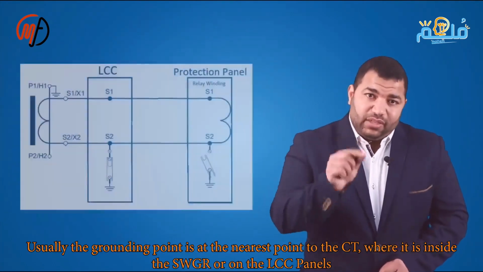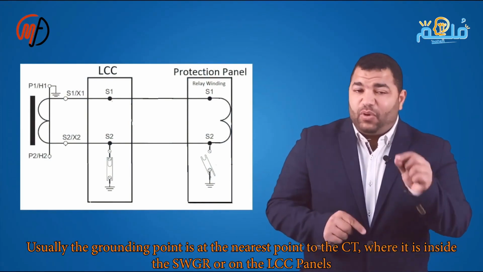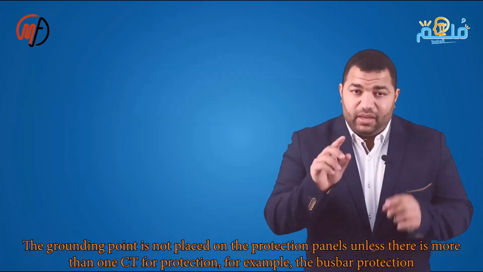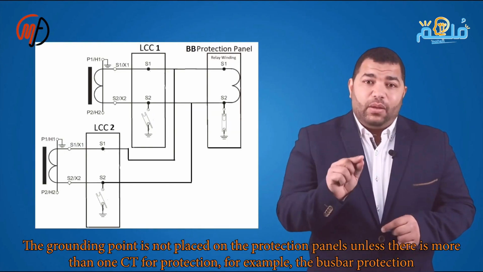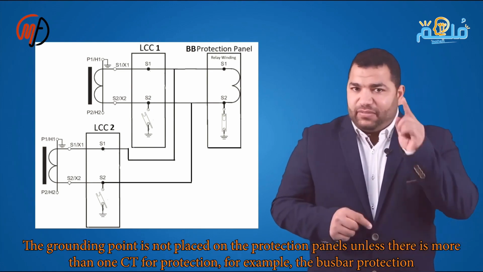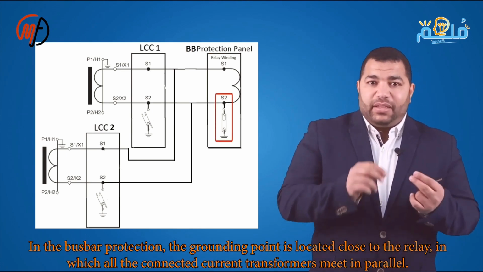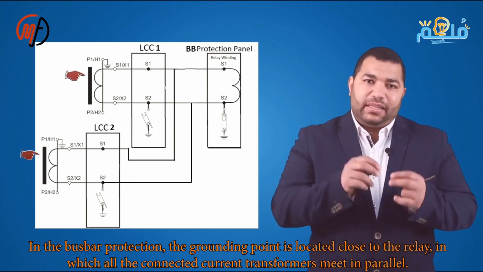The single earth point is usually located at the nearest point to the CT, like in the switchgear or in the LCC. A grounding point is not placed in the protection panel unless there are multiple CTs for just one protection, like in busbar protection, where the grounding point is placed close to the relay that connects all the CTs in parallel.